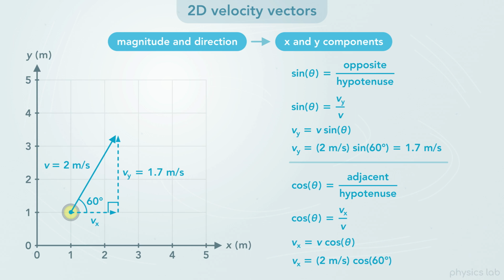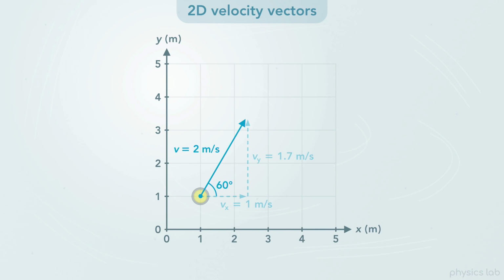We can do the same thing for the x component, but using cosine instead of sine, because the x component is adjacent to the angle that we're using. When we do that, we find that Vx is 1 meter per second. Remember, we use sine for the component that's opposite from the angle, and cosine for the one that's adjacent to the angle. If we were given the other angle, then Vx would use sine and Vy would use cosine.